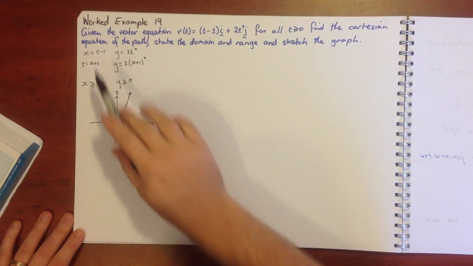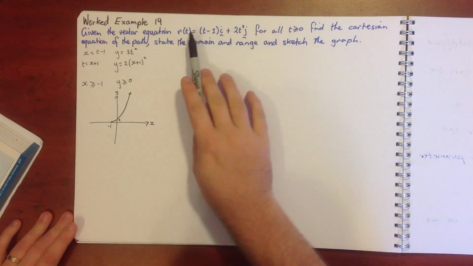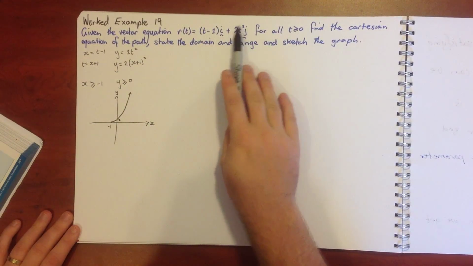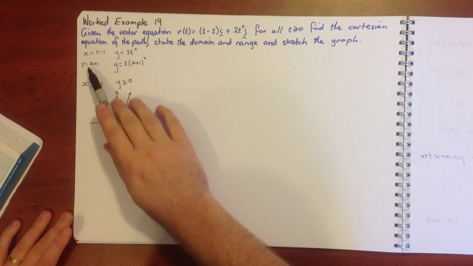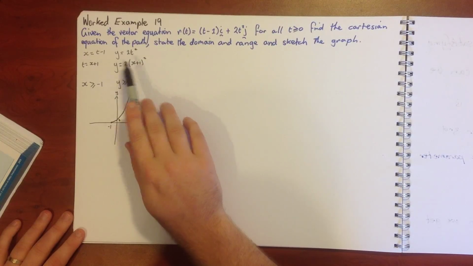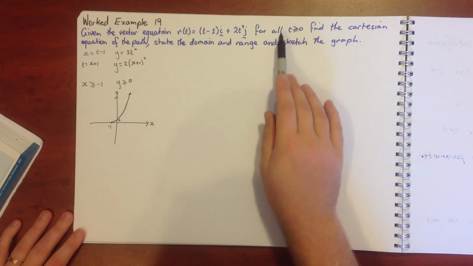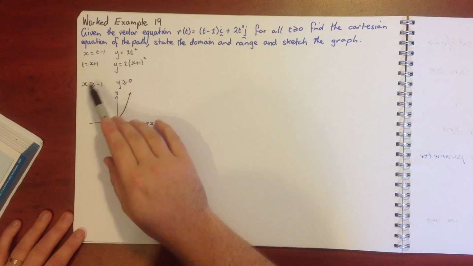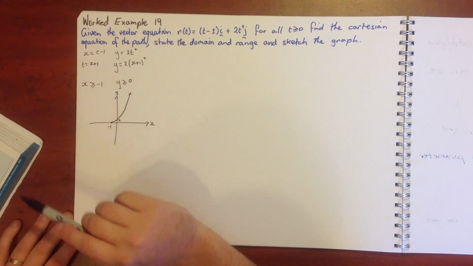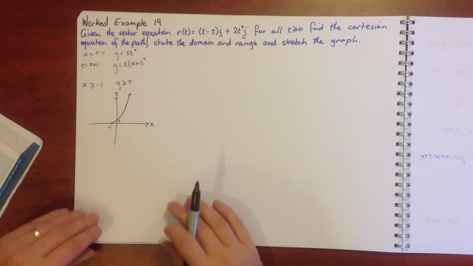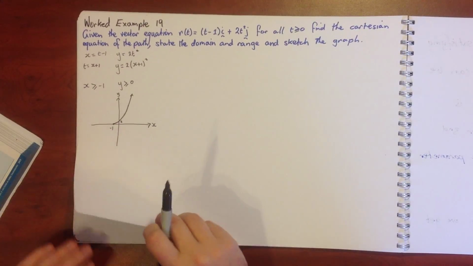So there wasn't too much in it. The steps were: we defined our two equations x and y from our coefficients of i and j, rearranged one and subbed it into the other, and used our knowledge of what our parameter initially was to work out what our domain and range had to be, and then we could sketch it. Okay, so we'll have a look at the next part.